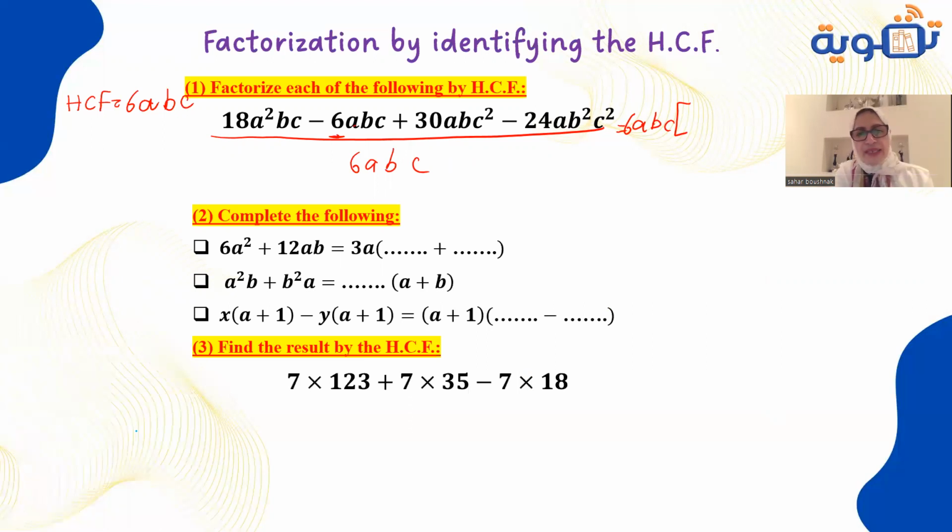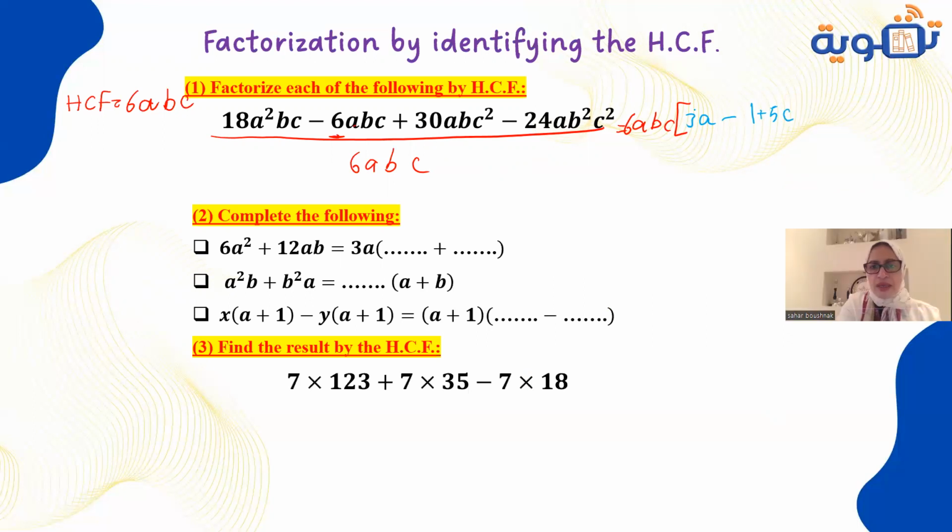Now, 18 divided by 6 will be 3. a power 2 divided by a will be a, and b and c will be removed. Negative 6 divided by 6 will be negative 1. Then abc will be removed with abc. Positive 30 divided by 6 will be positive 5. c, because ab will be removed with abc. Now, negative 24 divided by 6 will be negative 4, b, c. Let's see these questions.